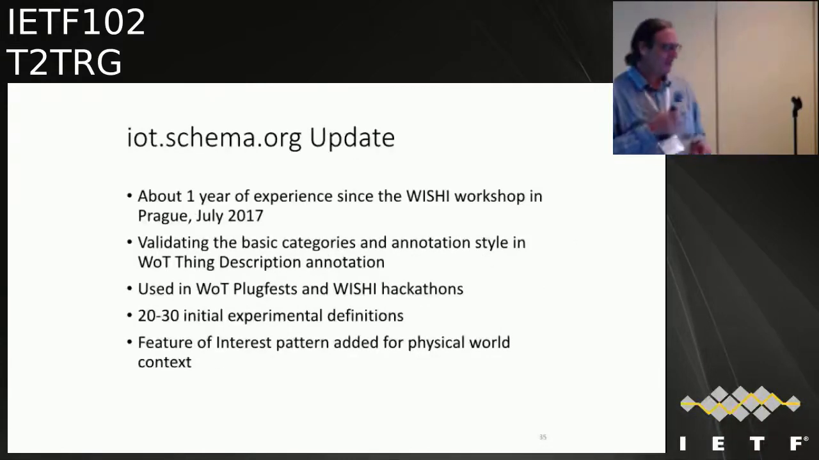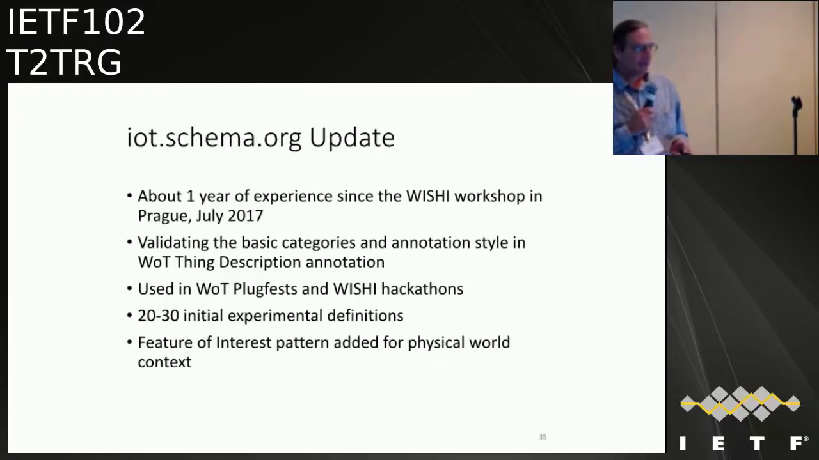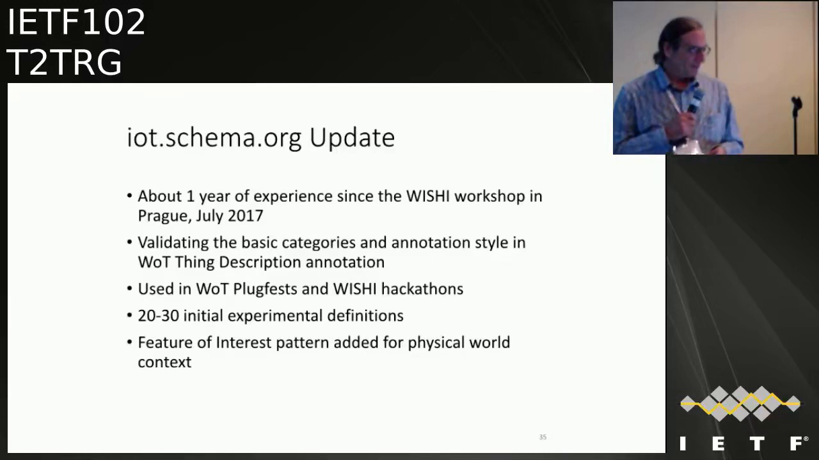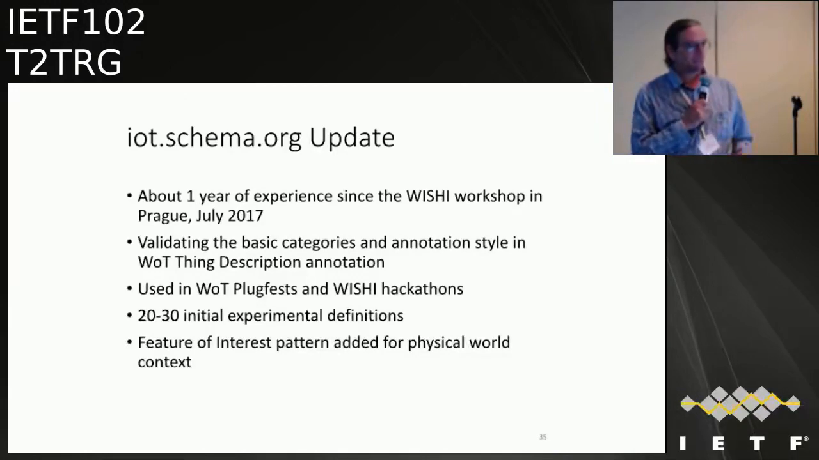IoTschema.org, this is quick. Basically, we've had about 1 year of experience with this since the Wishy workshop. We're validating the basic categories and the annotation style by using thing description. We've been using it in several Plugfests and Wishy hackathons. There are 20 or 30 experimental definitions in progress, and we've added lately this feature of interest pattern so we can connect what the things do, like light bulbs, to the physical world, like what location and equipment, where they are, and what they actually act on in the physical world.